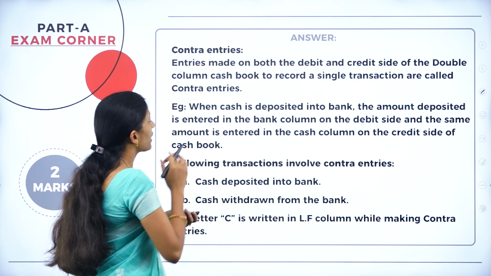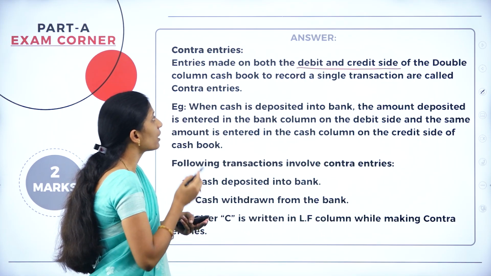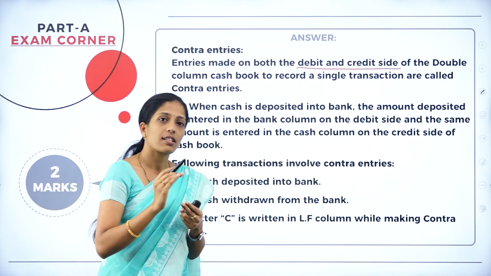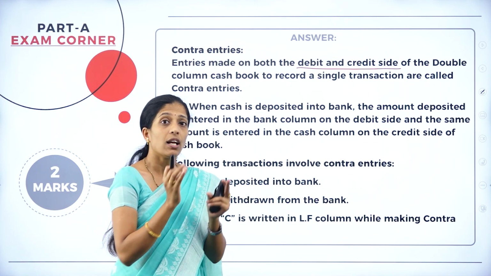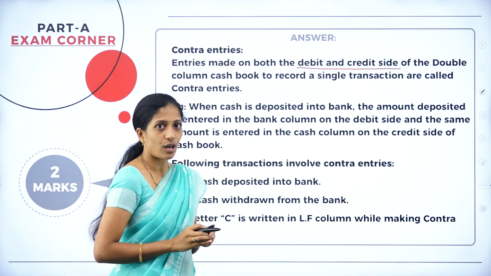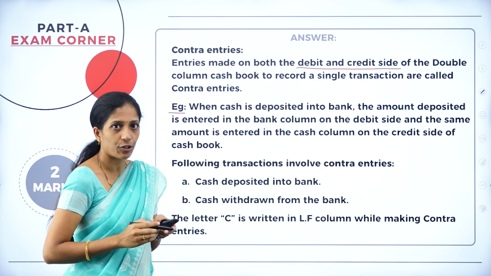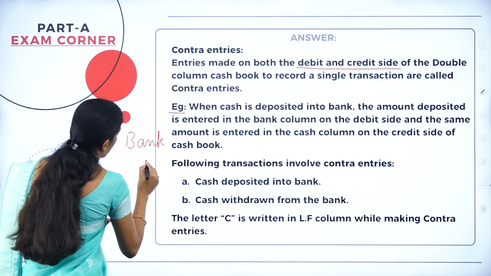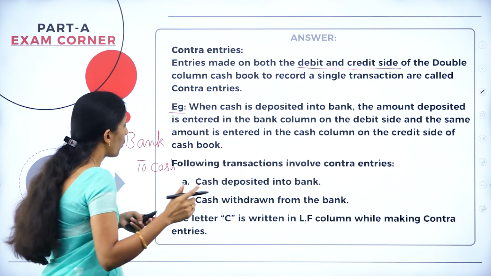Contra entry which is recorded in both debit and credit side of double column cash book to record a single transaction is called as contra entry. It is recorded in both double column as well as in triple column cash book, where on both debit and credit side, if you are going to record the entry, then it is called as contra entry. For example, when cash is deposited into bank, what is the entry? Your entry is bank account debit to cash account, correct? In the same way, when cash is withdrawn from the bank, what is the entry?